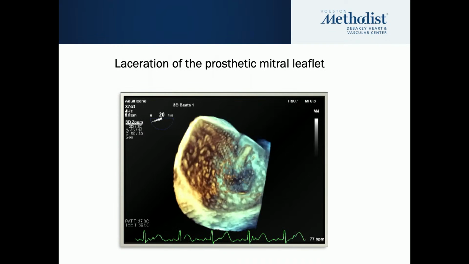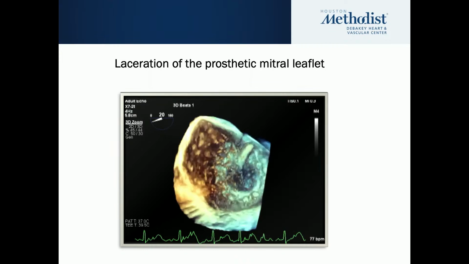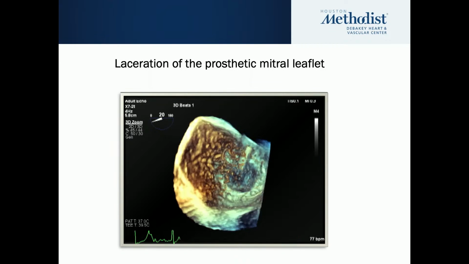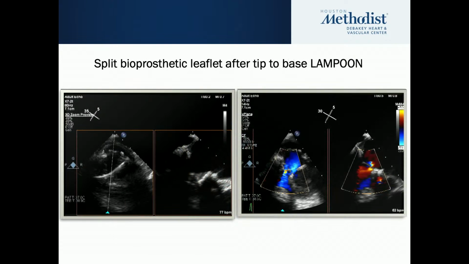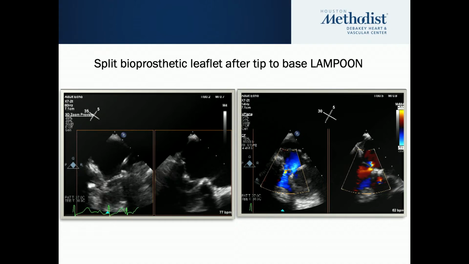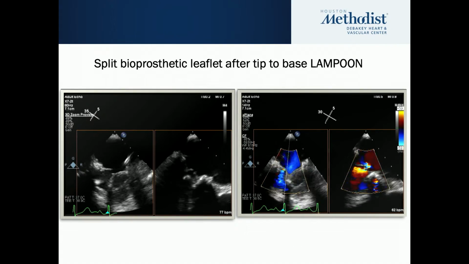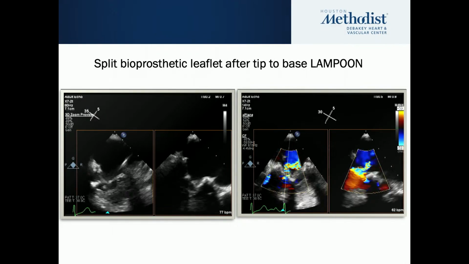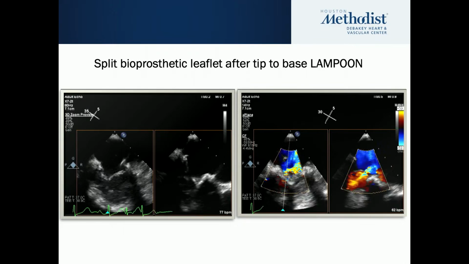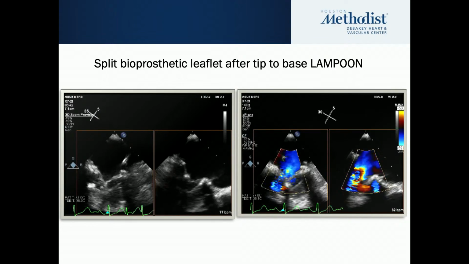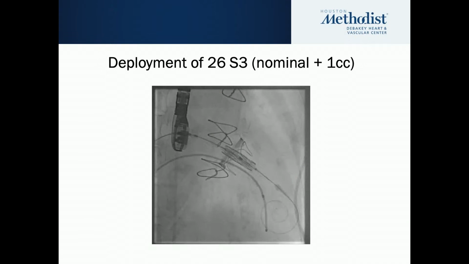You see the bubbles suggestive of the electrocautery having been performed, and just after that we see this flailing appearance of the mitral valve and severe iatrogenic regurgitation, also suggesting that laceration has been successfully performed. And then we proceed with the standard transseptal valve-in-valve TMVR with the 26 S3, which was filled with the nominal plus 1 cc of volume.